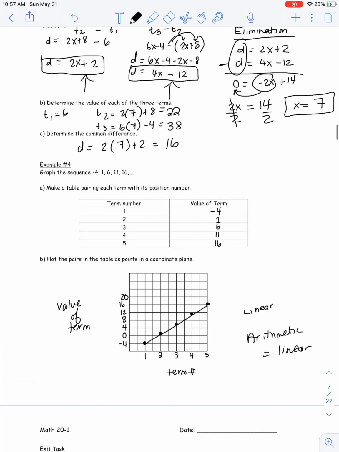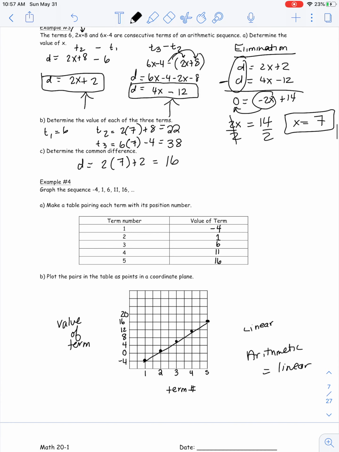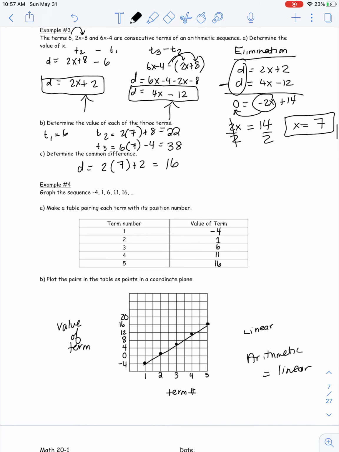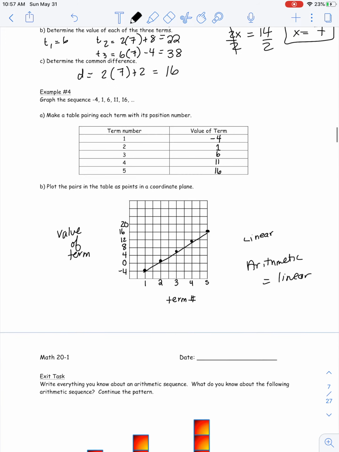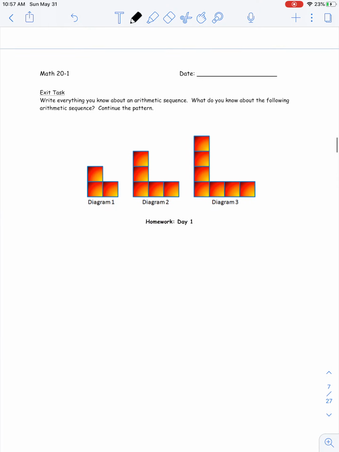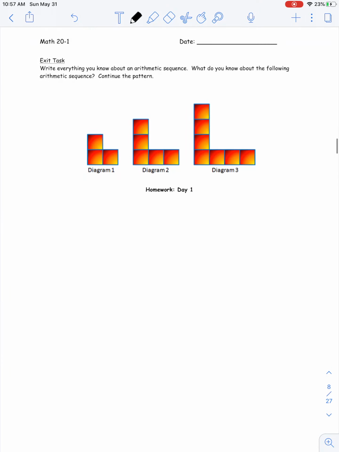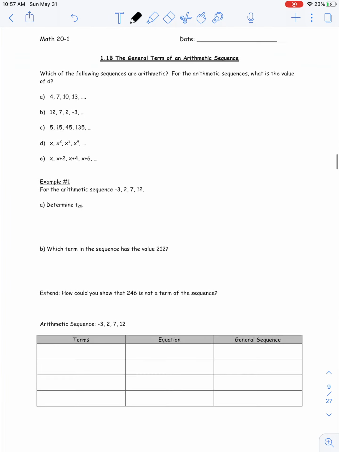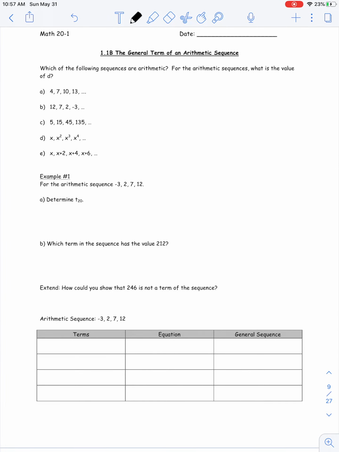Okay. And so things that you want to summarize from this lesson is that the terms represent what spot, or where you're at in the sequence. So if you're talking about term 3, that's the third spot. What is in the third spot of the sequence? Okay, arithmetic, you should always be adding either a positive or negative value to get from term to term.